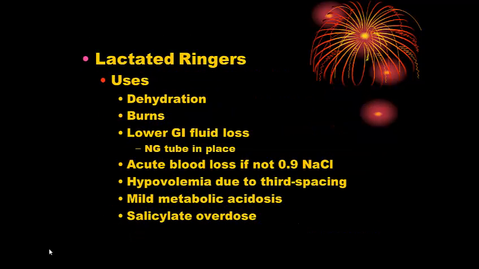Uses. We use it for dehydration, burn victims, lower GI fluid loss, so if there's an NG tube in place and it's to suction, acute loss of blood if not giving 0.9 sodium chloride, hypovolemia due to third spacing, mild metabolic acidosis, and salicylate overdose. This is the IV fluid that we give to all of our labor and delivery patients, and we also use it preoperatively, intraoperatively, and postoperatively.